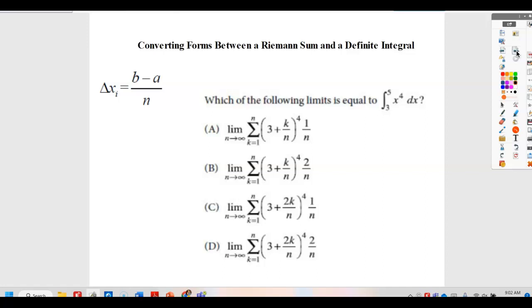Now you are looking for something whose delta x is equal to 2. So my delta x needs to be 2 over n. So that eliminates your a and c. And my starting point is at 3. So I need my 3 to be inside whatever is being raised to the fourth, and I need a 2. So 3 and 2, both inside.